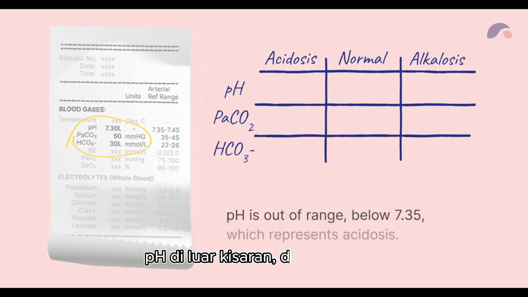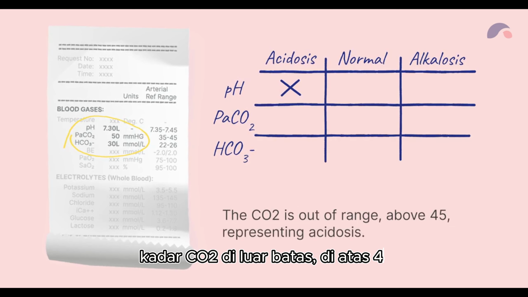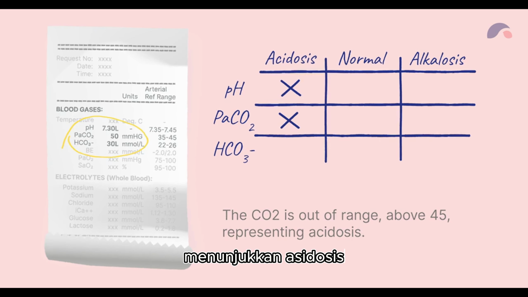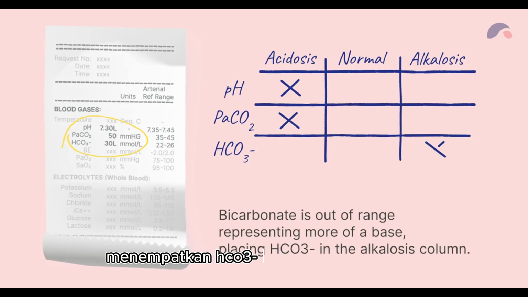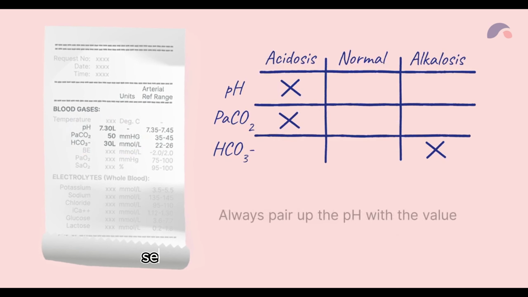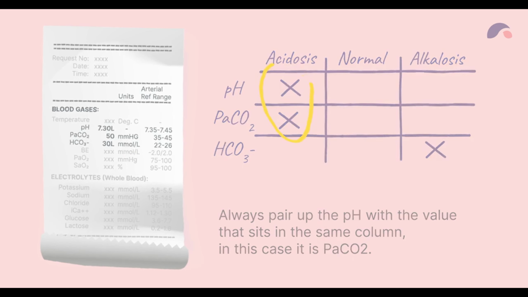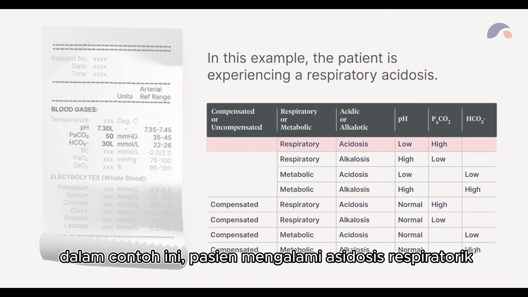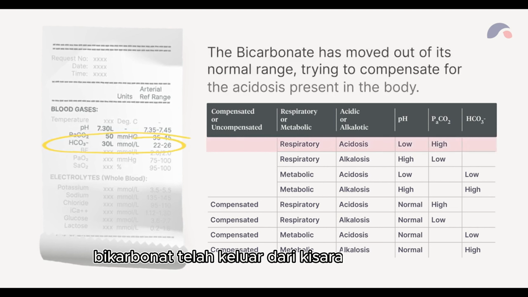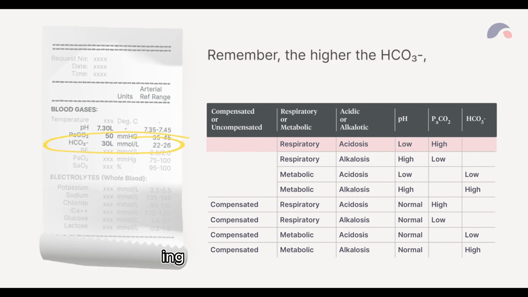pH is out of range below 7.35, which represents acidosis. The CO2 is out of range above 45, representing acidosis. Bicarbonate is out of range, representing more of a base, placing HCO3 negative in the alkalosis column. Always pair up the pH with the value that sits in the same column. In this case, it's PaCO2. In this example, the patient is experiencing a respiratory acidosis, and the bicarbonate has moved out of its normal range, trying to compensate for the acidosis present in the body. Remember, the higher the HCO3 negative, the more base is present.